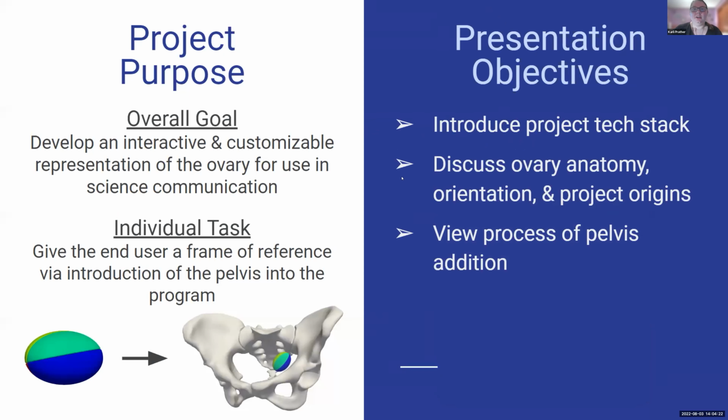So the overall purpose of this project really was to create an interactive and sort of customizable representation of the ovary, mainly for use in science communication and to resolve some inconsistencies as far as ovary nomenclature is concerned. My individual task over the summer has been to sort of give the actual user a point of reference in the form of a pelvis model.